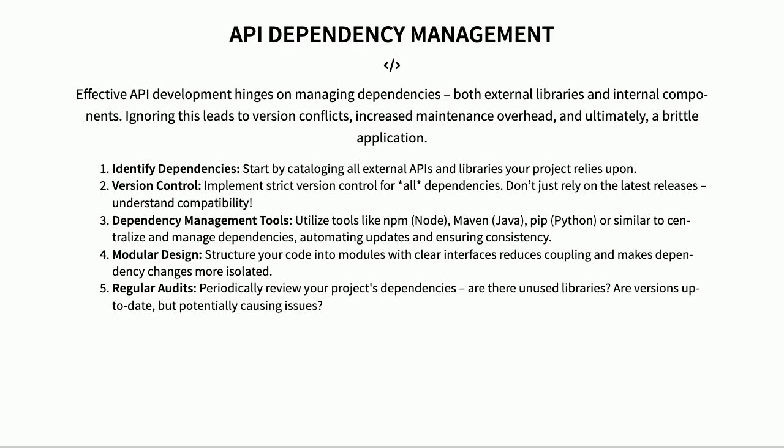Okay, so let's talk about managing those dependencies in your API projects. It's a really important step that often gets overlooked. Basically, you need to keep track of every single external library or service your code depends on. Think of it like building with Legos. If you don't label and organize the pieces, things will quickly get messy. We use tools like npm or Maven to make this easier, automatically updating dependencies and ensuring everything plays nicely together. Also, modular design can help keep changes contained.